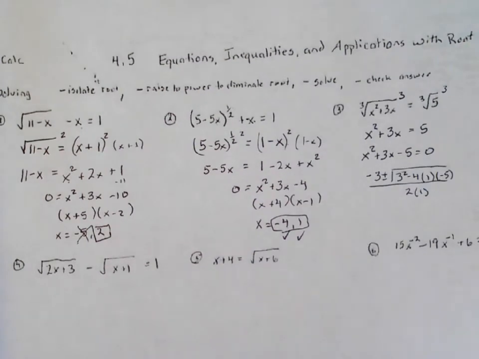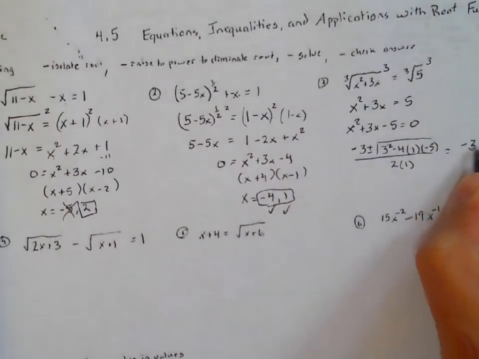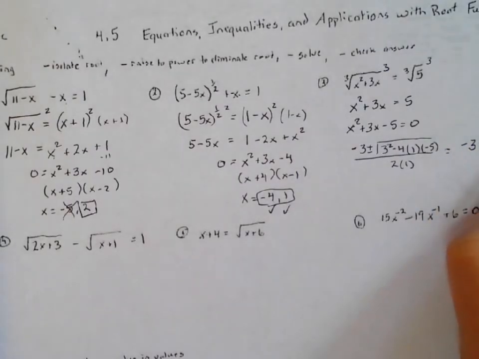Okay, and if I work this out here, this is negative 3 plus or minus the square root of 29.